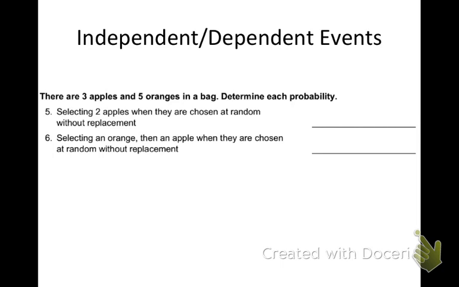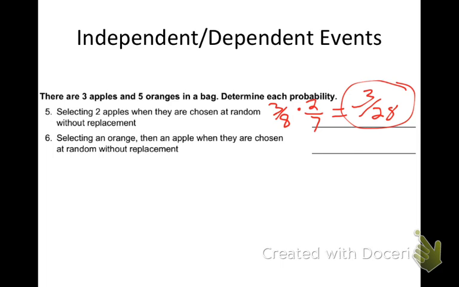What's the probability of grabbing that first apple, John? 3 over 8. What's the probability of grabbing a second apple then, Mark? 2 out of 7. And what's the probability of both those things happening then? 3 out of 28. Nice job, sir. Good simplification.